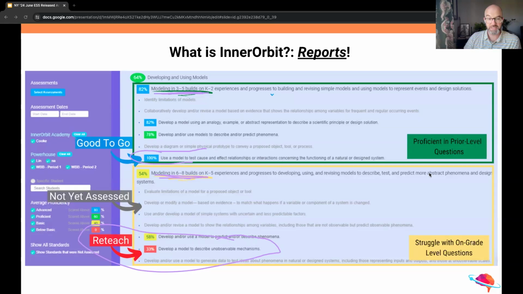So the idea is that as you go through and have conversations with your colleagues around these standards, you have really, really specific pieces of information that you're building, and you make sure that as you're talking to each other, you understand what your students need to do and where they're being successful. And that's kind of it. That's all we're doing.